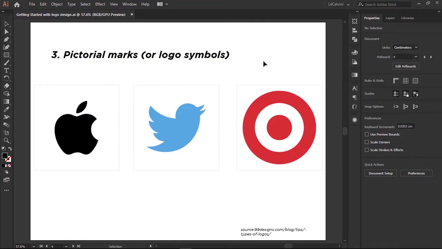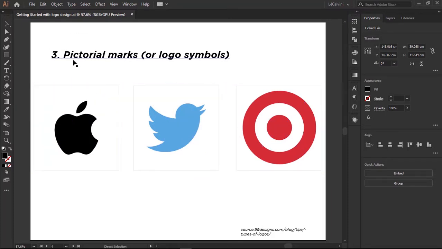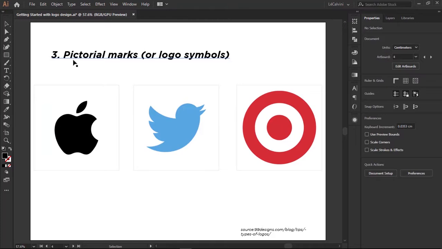So the next one is pictorial logos. You could call them logo symbols. They are kind of self-explanatory. A pictorial logo is probably the image that comes to mind when you think logo. So when someone asks you, it's just an image. For example, the Apple image, Apple Inc. It's an apple, boom. If someone mentioned Apple Inc., Apple computers, this is what comes to your head.